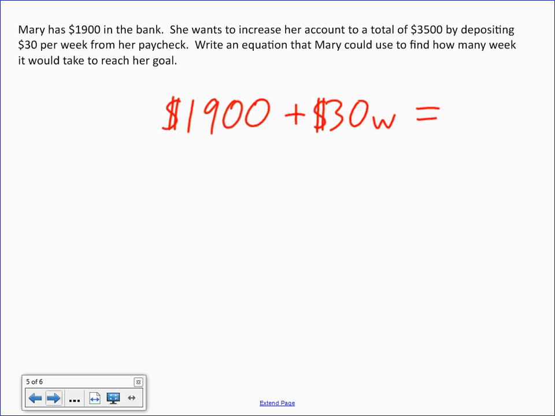Okay? And we know her total at the end of all this, we want it to equal $3,500. This one I might not be able to just look at and figure out how much w is. We can then solve this equation, which is what we'll be learning after this lesson. So then we can work on solving and figure out how many weeks it would take her to save up to $3,500.